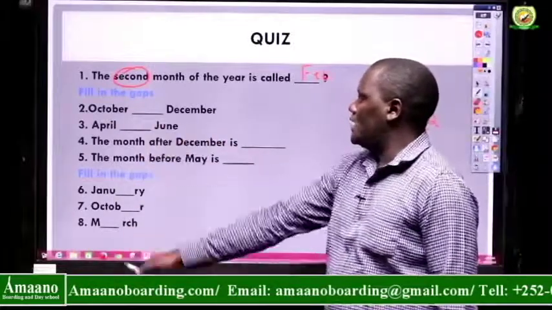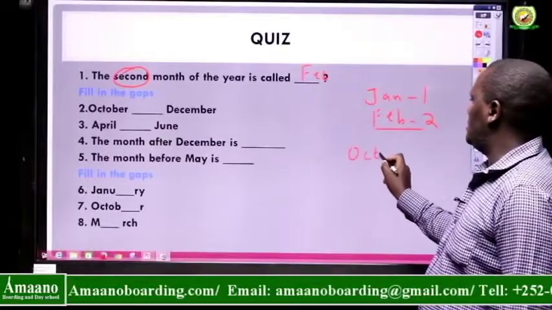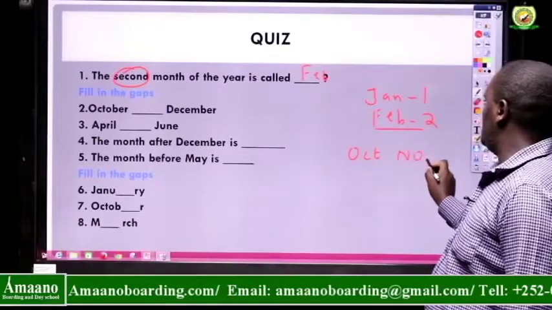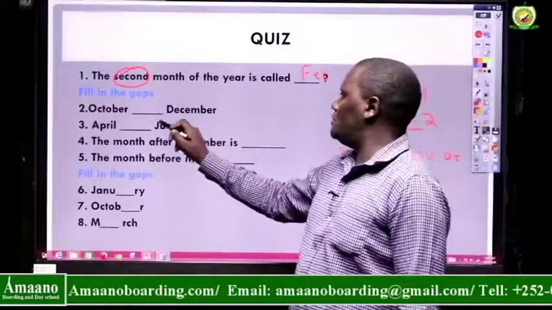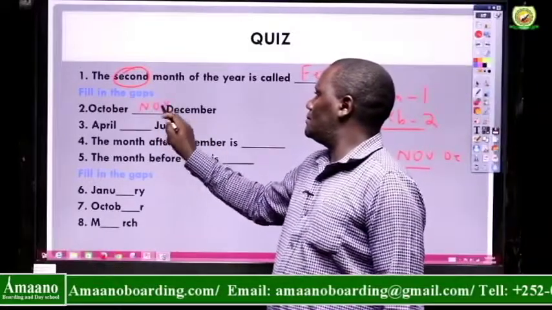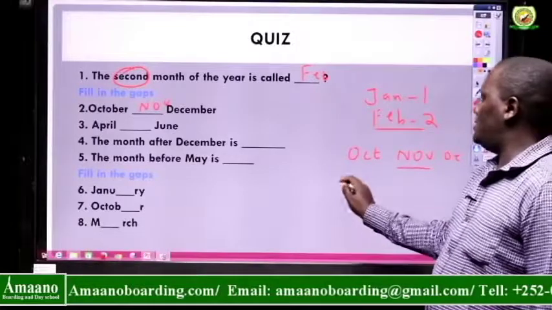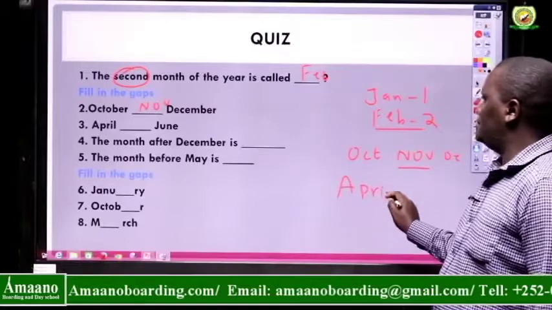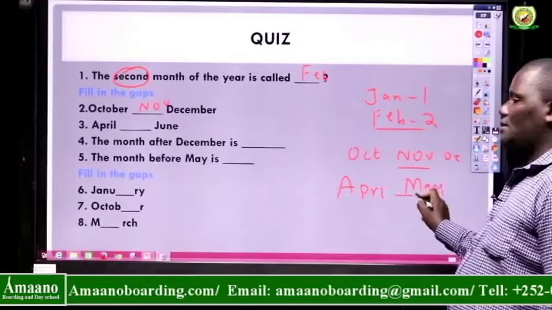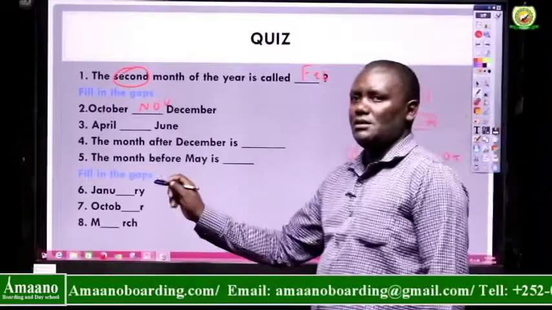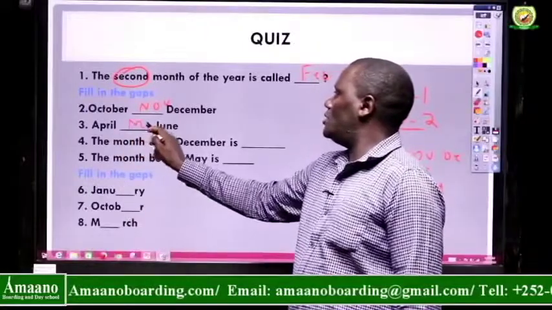Fill in the gaps. October, dash, December. So October, November, then December. The month we are missing there is November. April, dash, June. We have April, dash, and the month is May. Here this is called May.